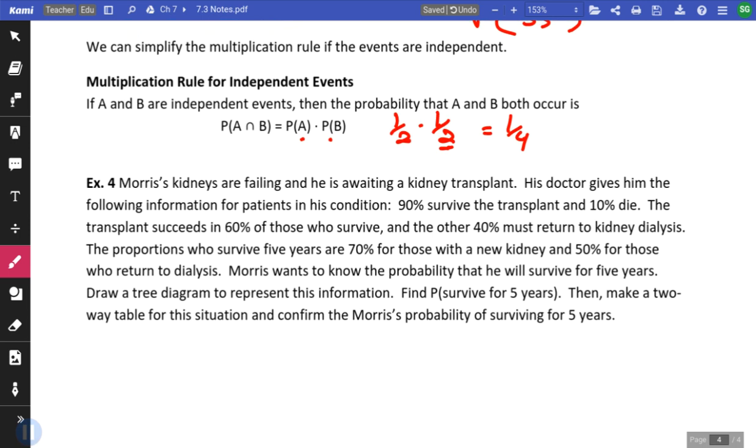Let's see, Mr. Morris is awaiting a kidney transplant. His doctor gives him the following information: 90% survive, 10% die. The transplant succeeds for 60% of those who survive, and the other 40% must go to dialysis. Mr. Morris wants to know the probability that he will survive for 5 years.